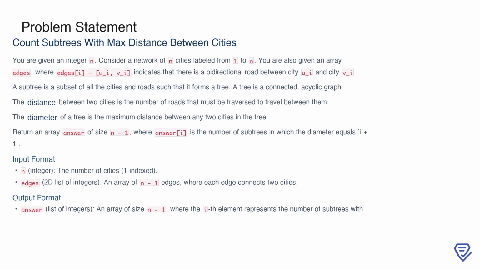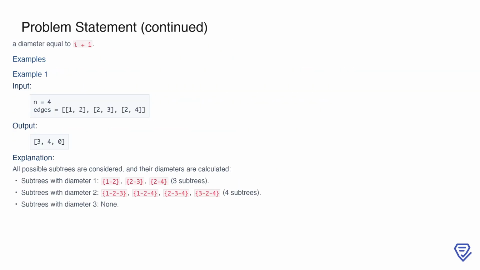Using this information, your task is to return an array answer of size n-1. Each element answer[i] represents the count of subtrees where the diameter is equal to i plus 1. To clarify this further, let's look at an example. Suppose n equals 4 and the edges array is [1,2], [2,3], [2,4]. Here, you are working with 4 cities connected by 3 roads. The output is [3,4,0].